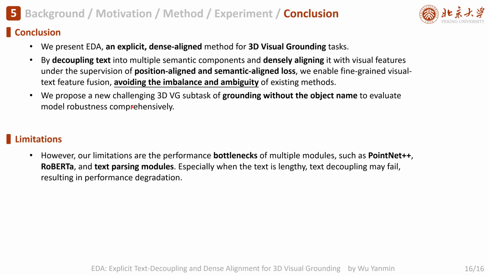In summary, we address two critical challenges in this domain: the imbalance in feature learning and the ambiguity in multimodal feature matching. We propose a text decoupling and dense alignment solution to tackle these challenges. Additionally, we propose a novel and challenging subtask of grounding without the object name, which enables a comprehensive evaluation of model robustness. Thank you for your attention.